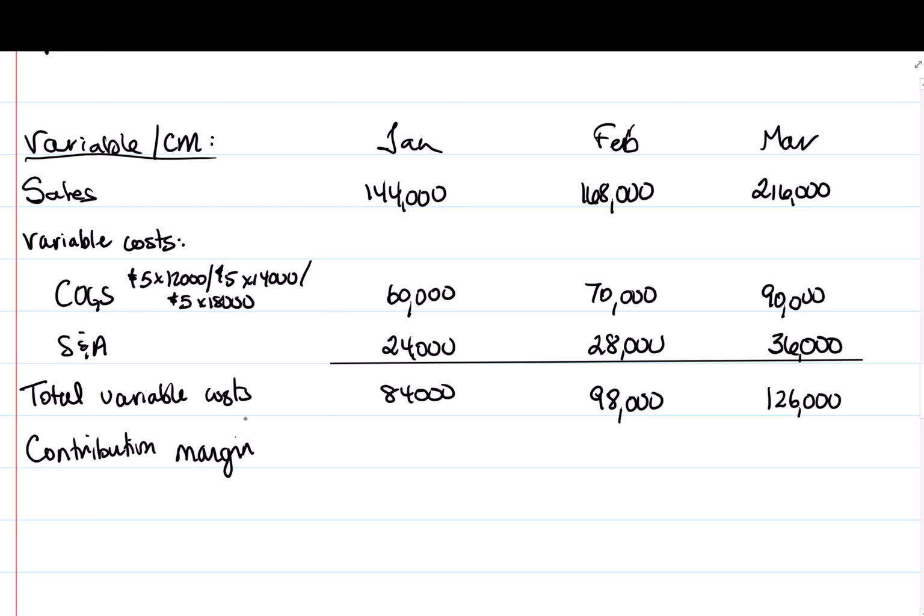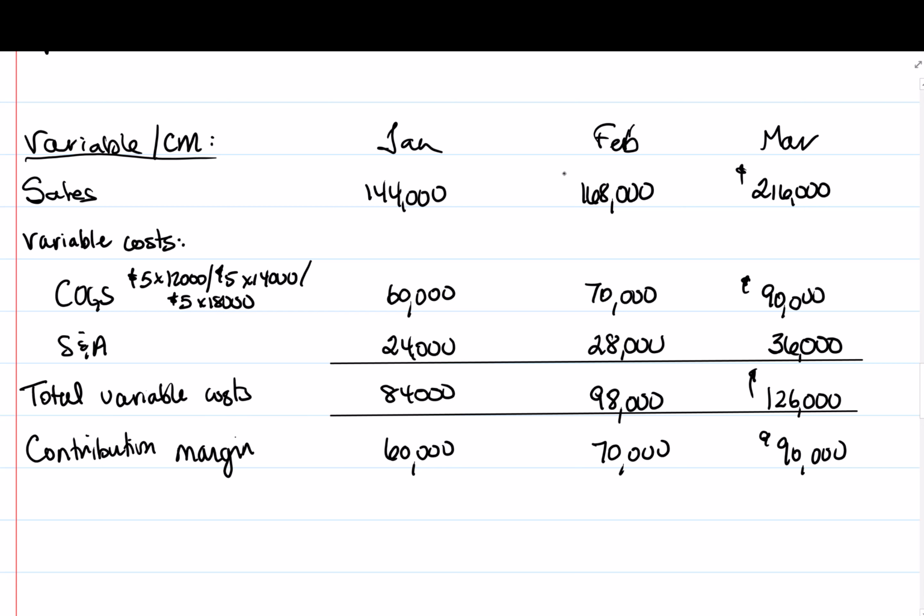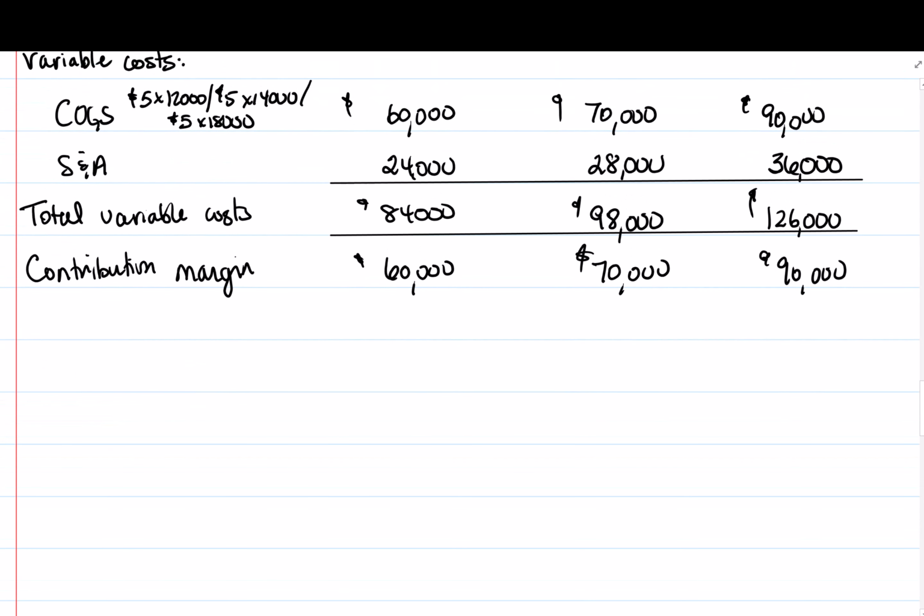We don't have to close any over or under applied overhead here because that's fixed overhead that we were applying, and we don't have that in our cost of goods sold under a variable costing statement. So 60,000, 70,000, and 90,000. And you don't have to put your dollar signs, don't worry about it. And then we'll subtract off our fixed expenses.